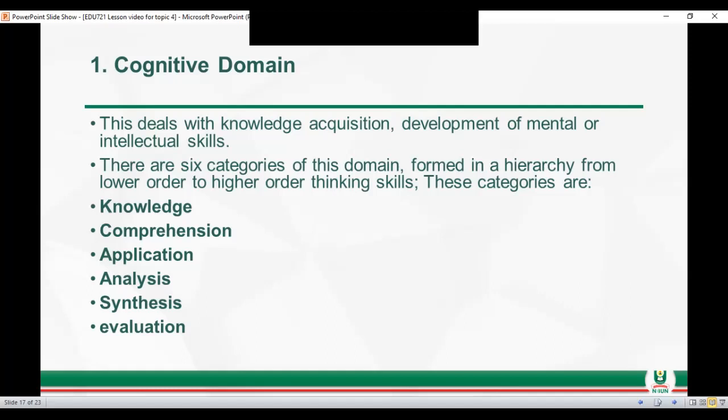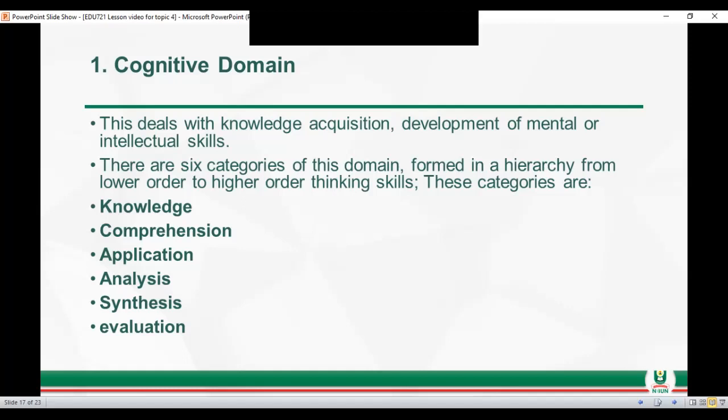We said they are formed in a hierarchy from lower order to higher order thinking skills. That means the lowest order is knowledge, followed by comprehension, followed by application, and then the higher order skills. The higher order skills include analysis, synthesis, and the highest being evaluation.